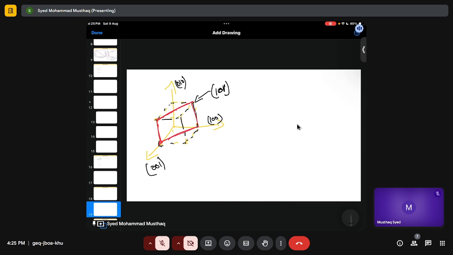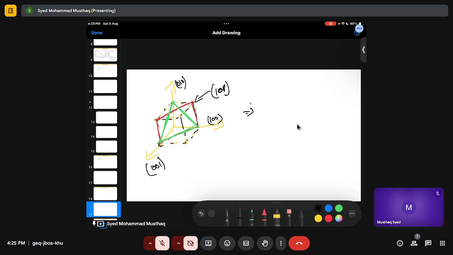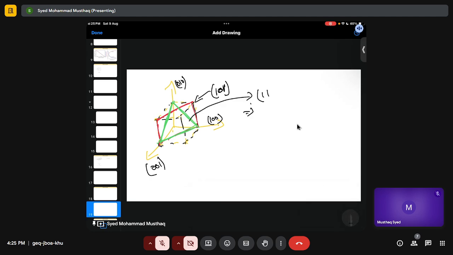Now, moving on to the 111 plane. So the 111 plane will look like this, because it is touching all three axes. So my green one is 111. Why? Because it is touching all three coordinate axes. Right, it is touching this one, this one, and this one, 111.